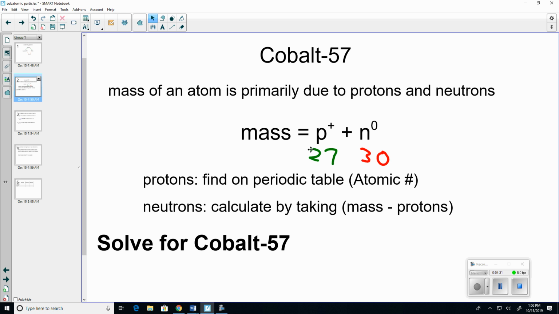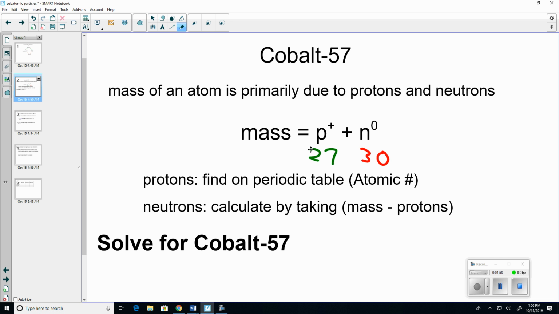This isn't meant to be groundbreaking here. This is meant to be hopefully having you identify how to figure this out, and we'll practice this a little bit. But if you can find an element on your periodic table, you know the number of protons. 57 is given to us for the mass, so we can solve for the neutrons. Are we okay with that? Because that's the easier of the two things to find.